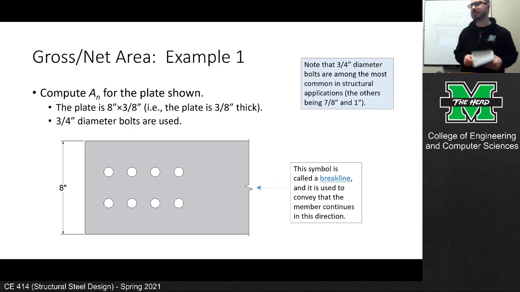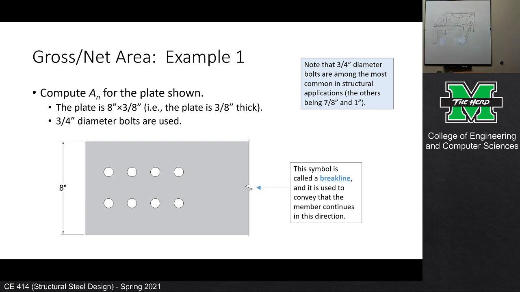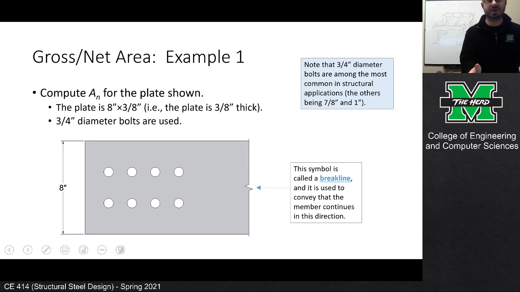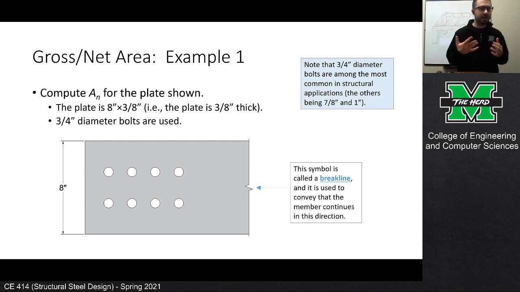Let's do some math. Today we're going to do two examples looking at gross and net area, and I want to compute the net area for the plate shown. This plate is 8 inches wide and 3/8 of an inch thick. So when I say 8 by 3/8, I mean it's 8 inches this way, and in and out of the screen, it's 3/8 of an inch thick.